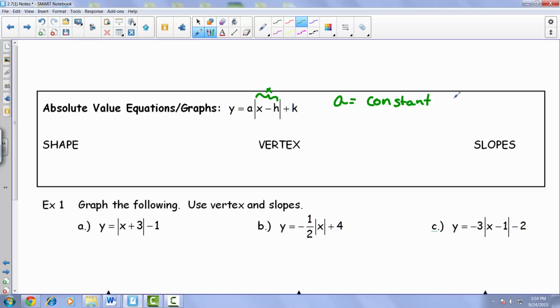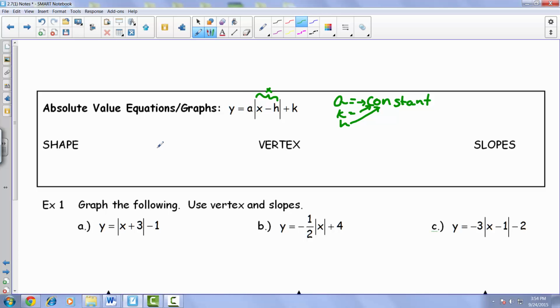So k is also some number, some constant. And likewise, so is h. h is just some constant. So a, k, and h are just some numbers. The only thing that's really not is this x and y.